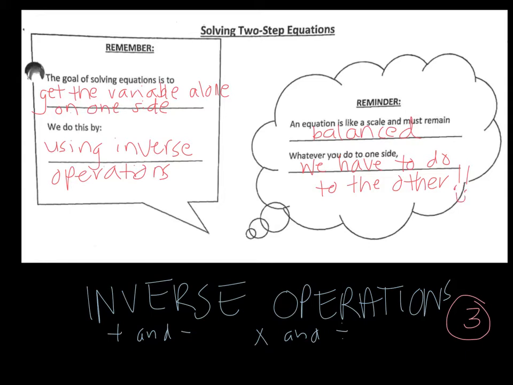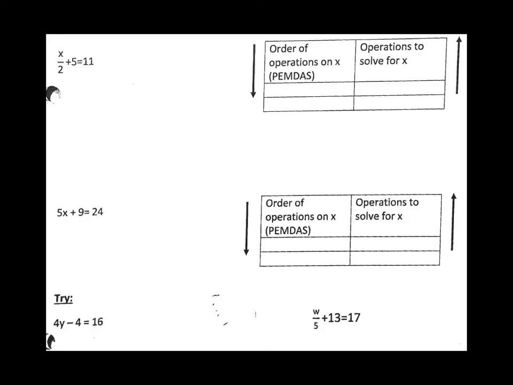Give a little smiley face. So if you need to pause the video to make sure that you got everything written down on the top of page 3, please do so. If not, continue on with me to a few example problems.